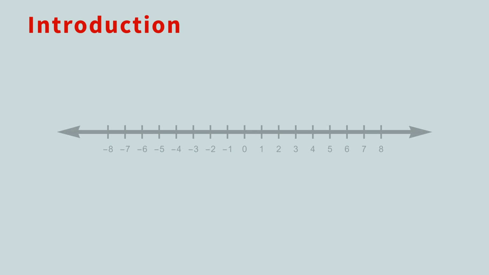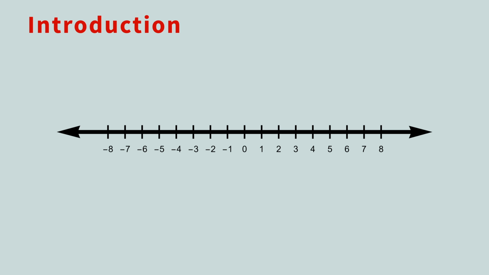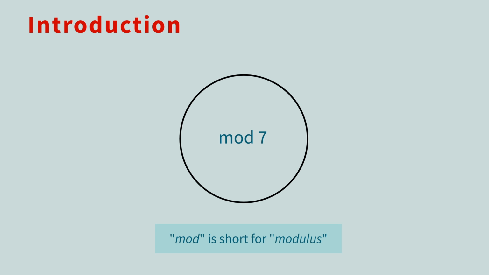Modular arithmetic began as a different way of thinking about the integers. In ordinary arithmetic, the integers are arranged on the real number line. With modular arithmetic, however, the integers are arranged on a circle. The modulus tells you how many equally spaced marks you have on the circle. For example, if you're working mod 7, then there will be 7 marks, labeled from 0 to 6.